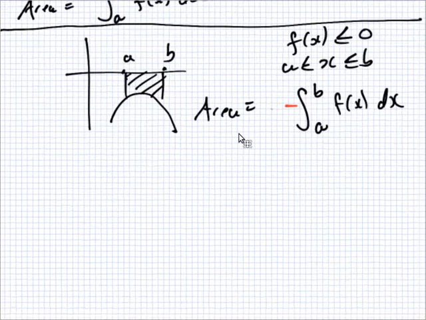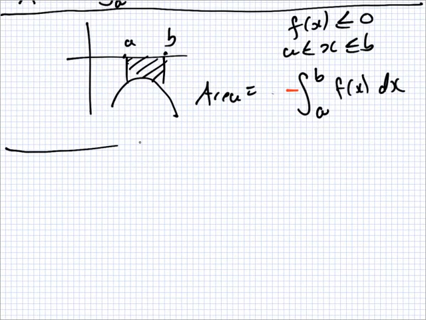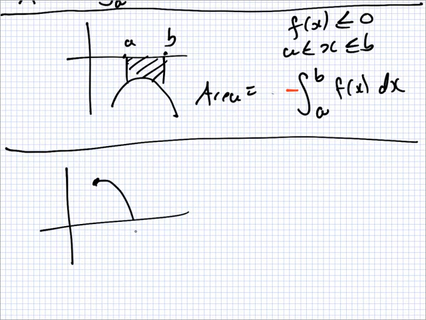Okay, situation 3 now. This is the worst situation. It's when you have something like this, and you want the area here and then the area here.